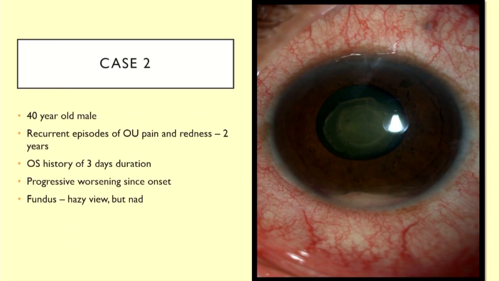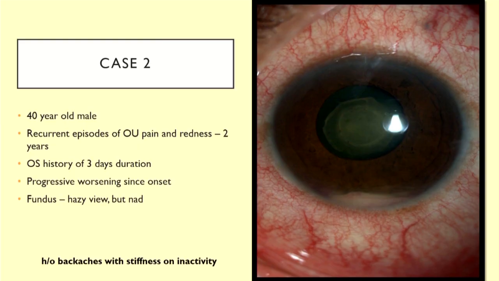Now the second case, a 40-year-old patient has recurrent episodes of bilateral pain and redness since the last 2 years. This particular eye is affected since 3 days. He has a progressive worsening of symptoms since onset. The fundus was visible but was hazy. What do you ask for?